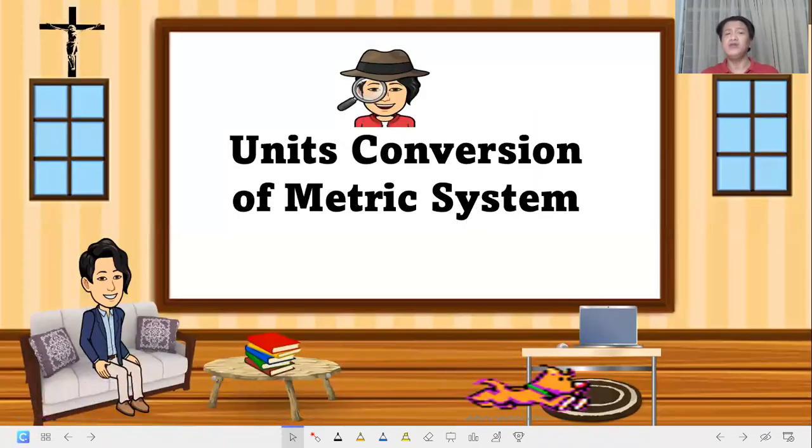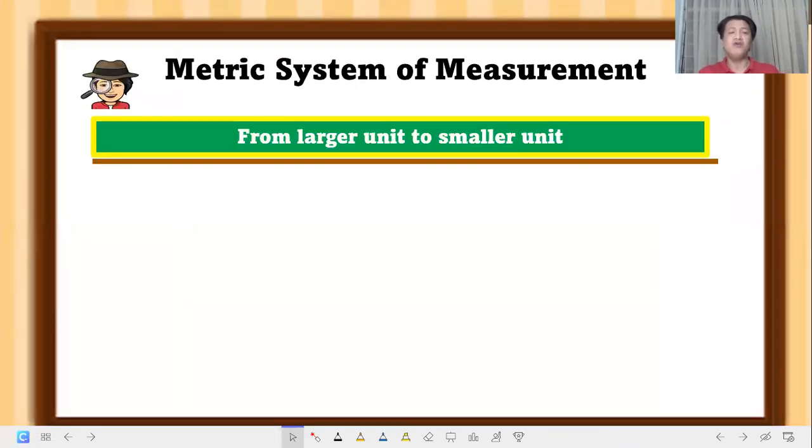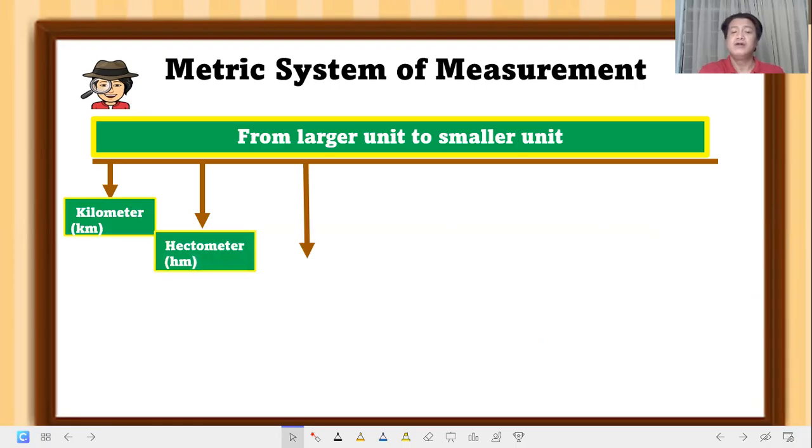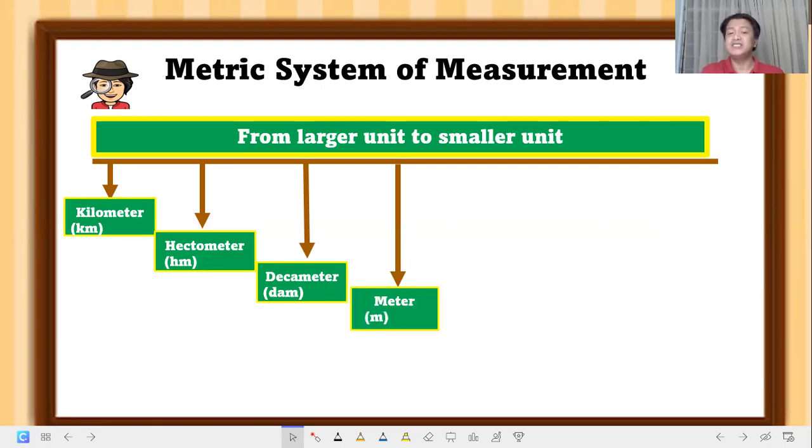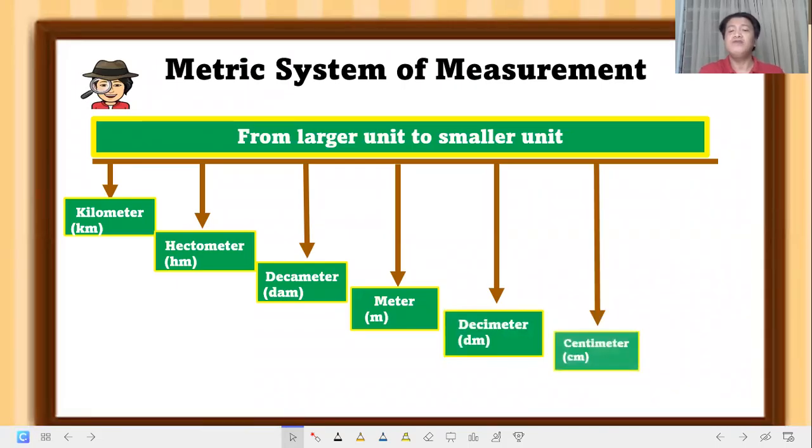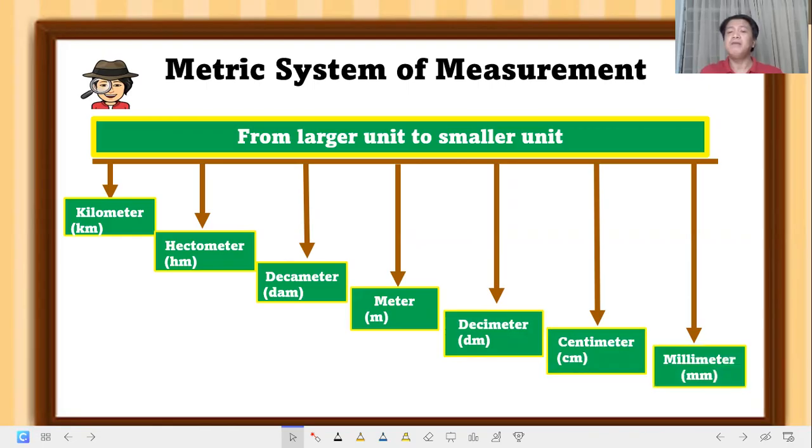Okay, with that, going on to conversion of metric units. Okay, paano ba tayo mag-convert? First, kailangan alam natin ang rule from larger unit to smaller unit. Okay, kailangan alam natin ano ba yung mga unit dito sa metric system na to. Okay, we have the kilometer or km, yung kanyang symbol. We have the hectometer. We have the decameter, also the meter. Remember, meter is the base unit of metric. And we also have the decimeter, and then after that, the centimeter, at yung pinakamababa or pinakamaliit is millimeter.